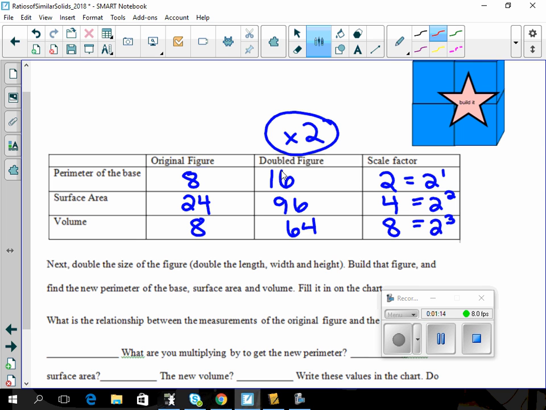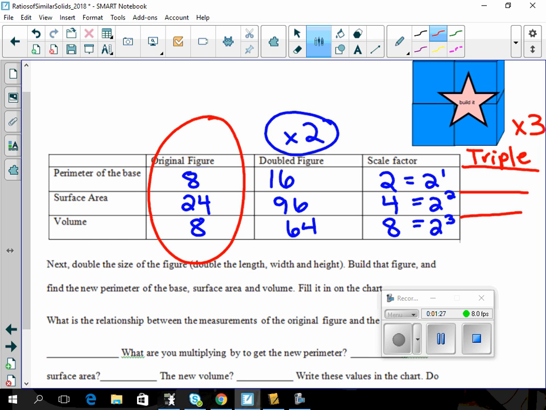And then over here, I think we created a new column for tripling, didn't we? Let's just see if we remember how we did it. When we triple something, my scale factor is 3, and we take our original figure and multiply it times powers of 3. So this is going to be 8 times 3 to the first, which is 24, right?